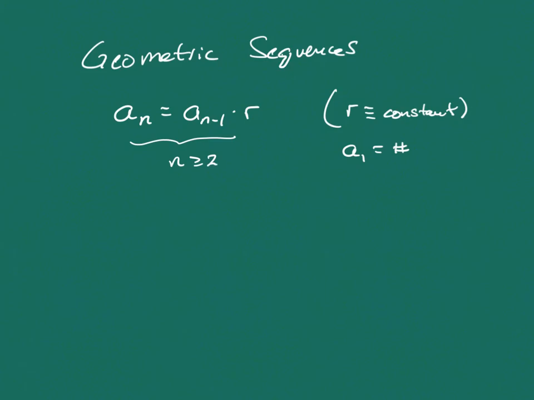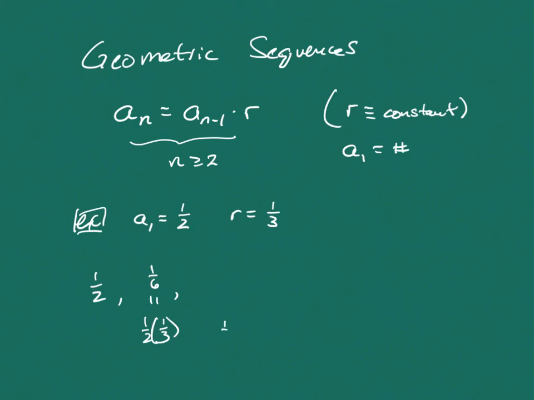An example of something like this: if I had a1 equal to, say, 1/2, and r equal to 1/3, what would our sequence look like? Well, we had 1/2, and then we would have 1/2 times 1/3, which would give us 1/6.